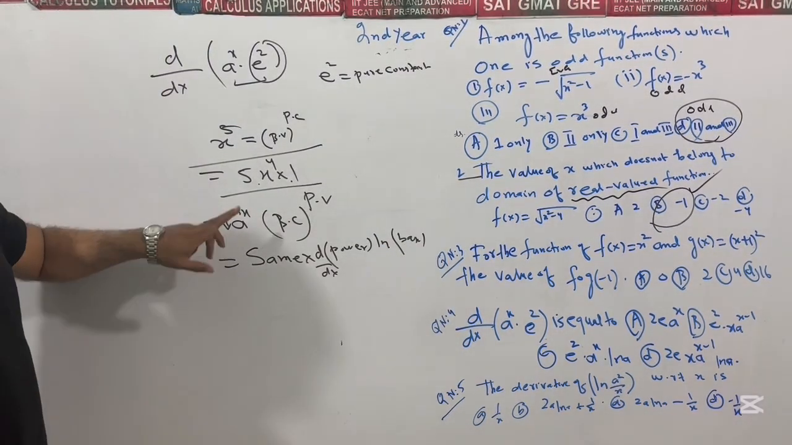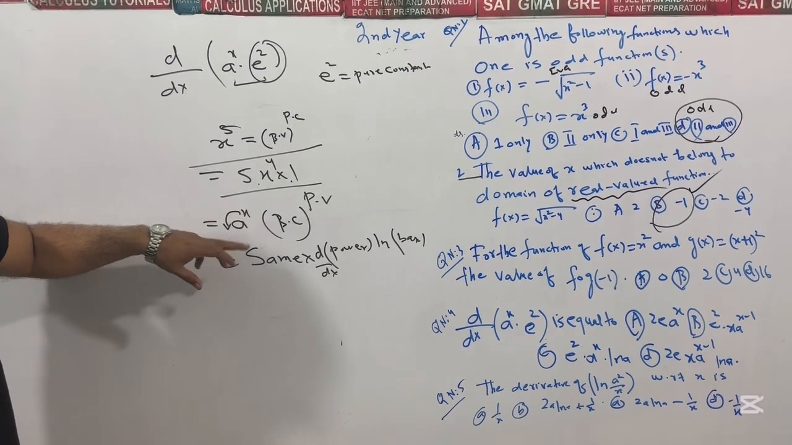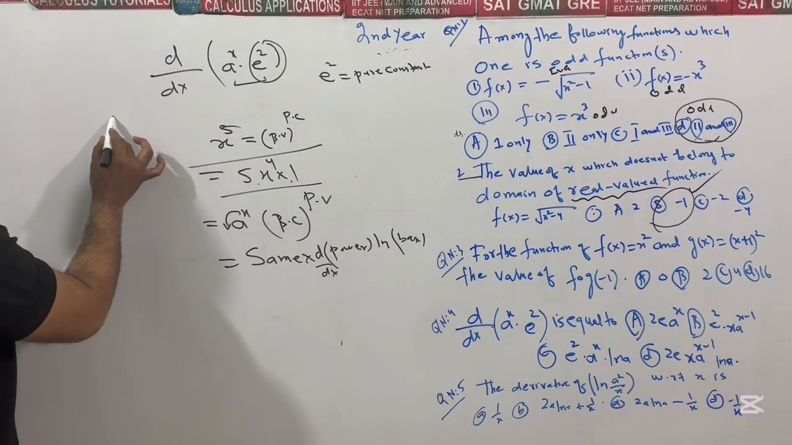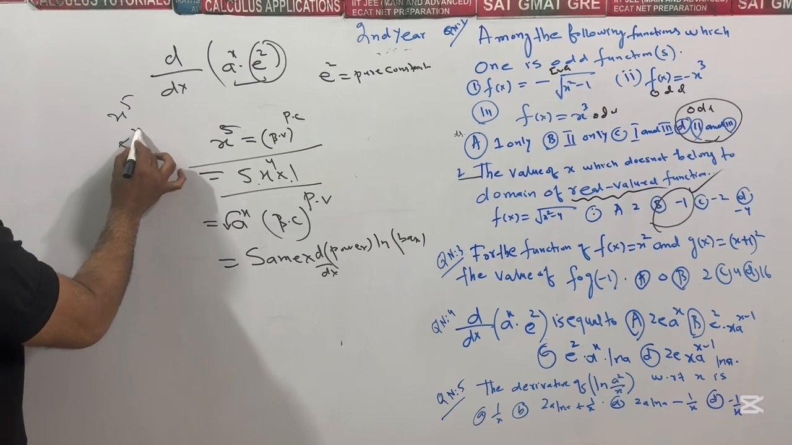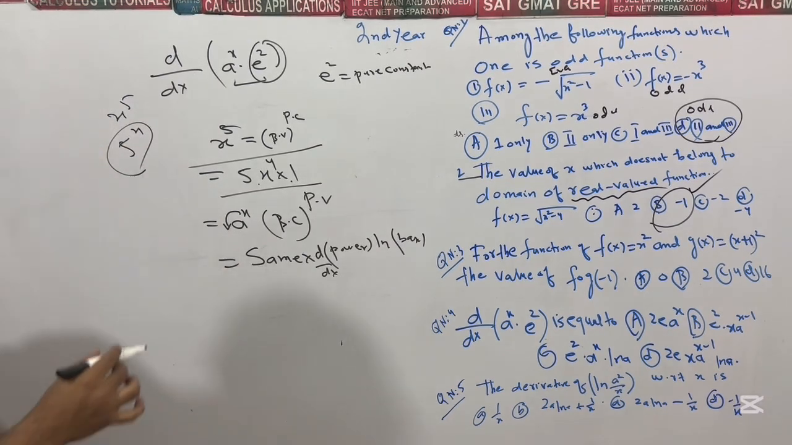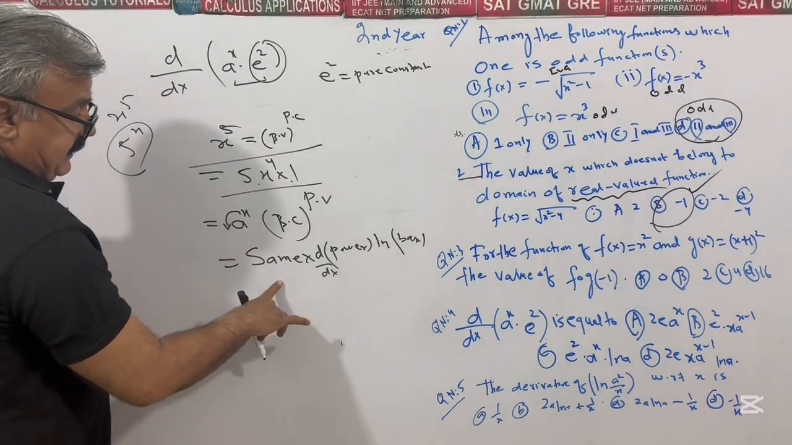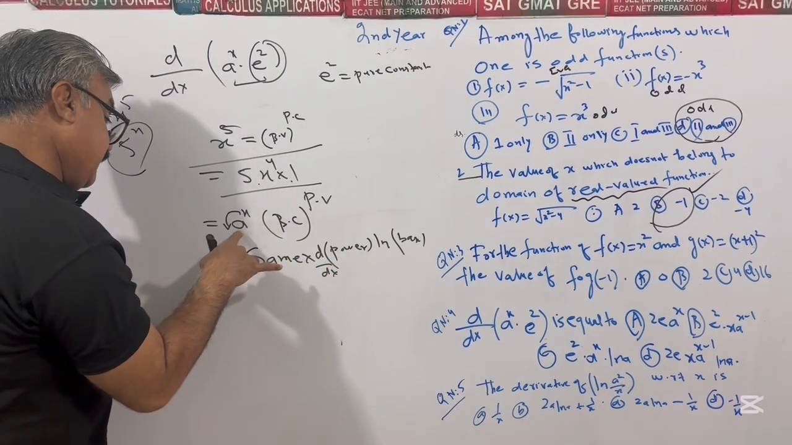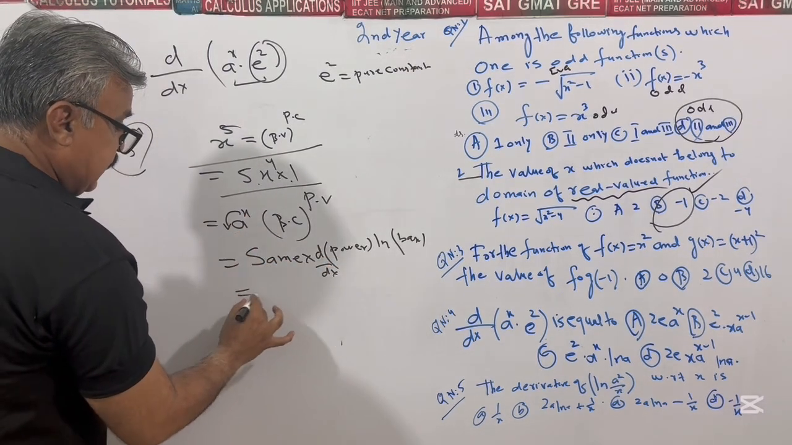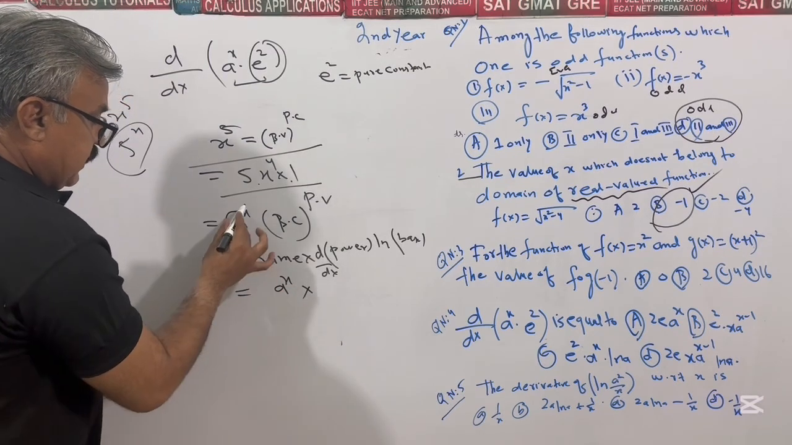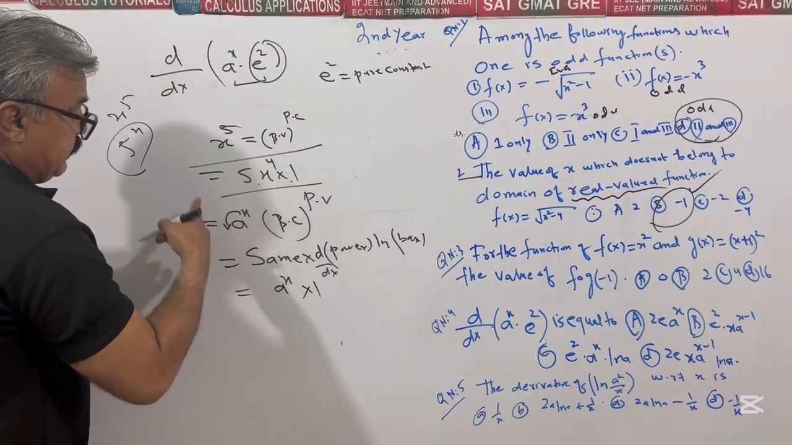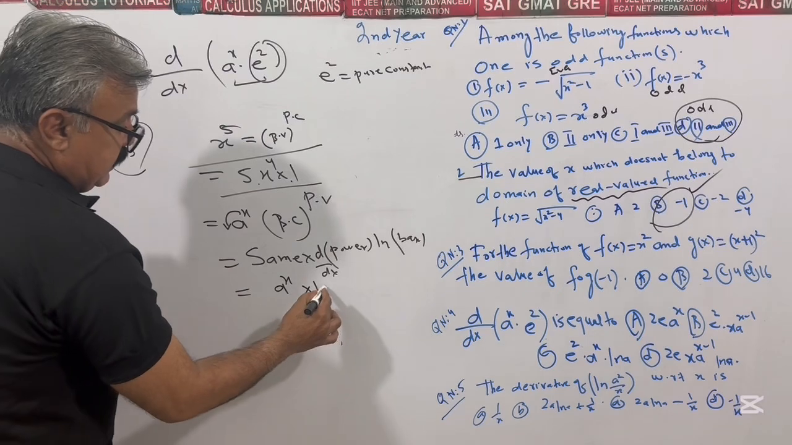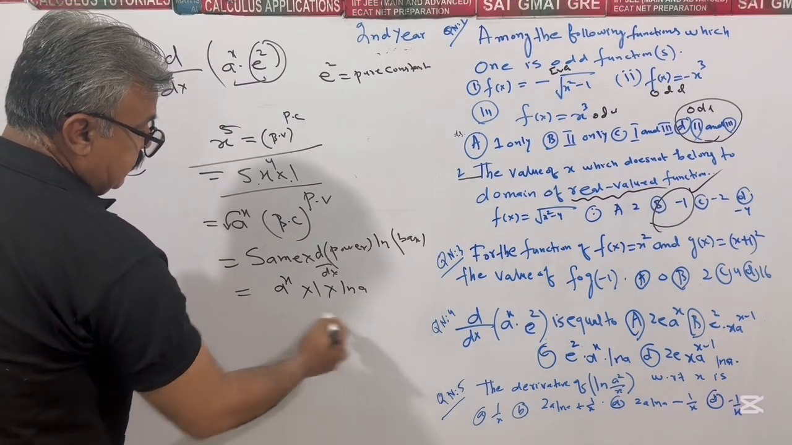Look at this. When base is constant, power is variable. There is a visible difference between these two, x to the 5 and 5 to the x. These two are not the same cases. Base constant, power variable: write the same, differentiation of power, then write ln of the base. Write the same a raised to x, the power is x, differentiation of x is 1, then ln a.